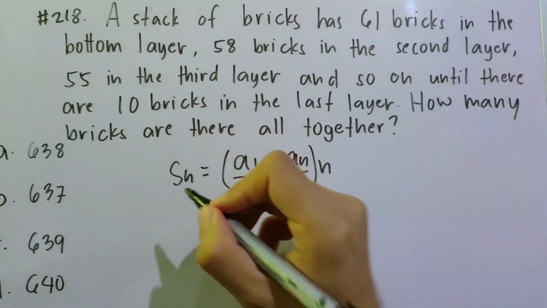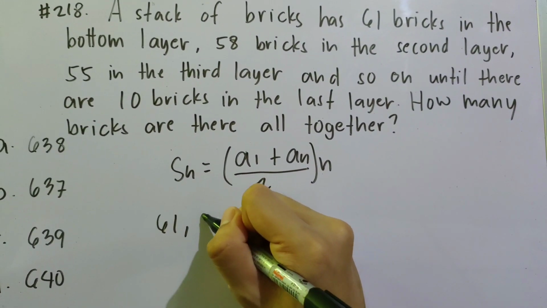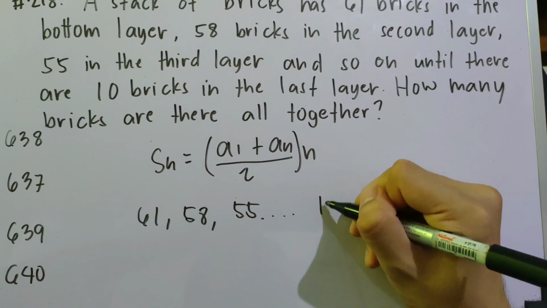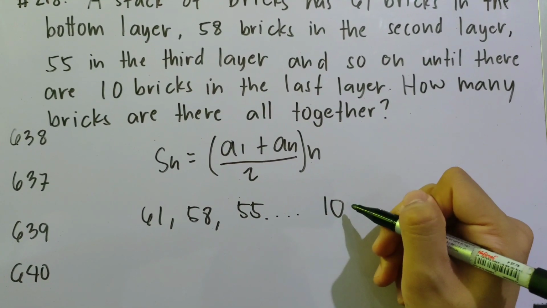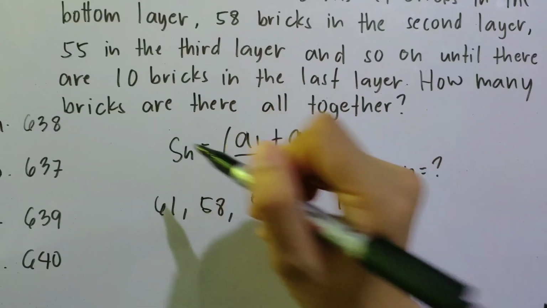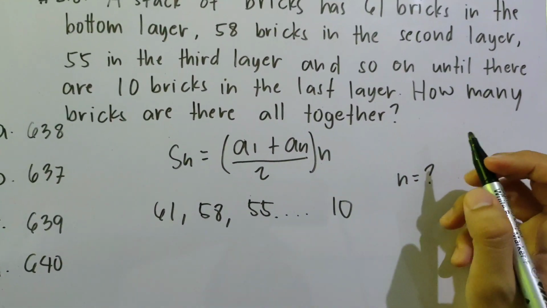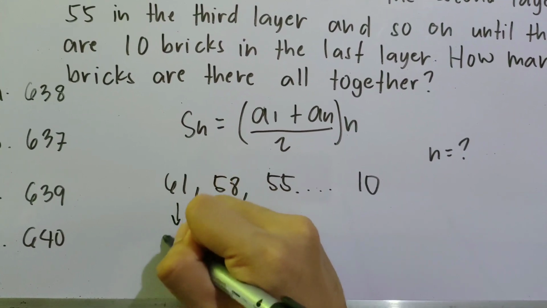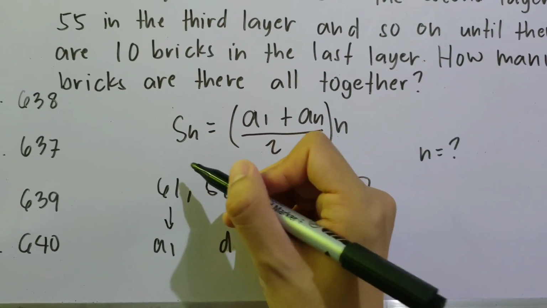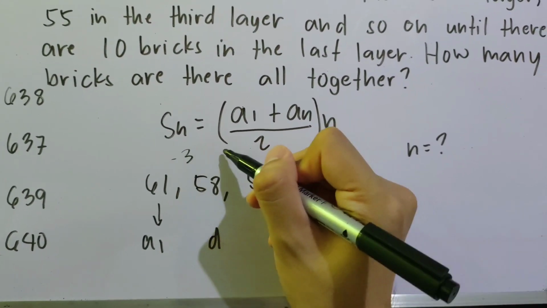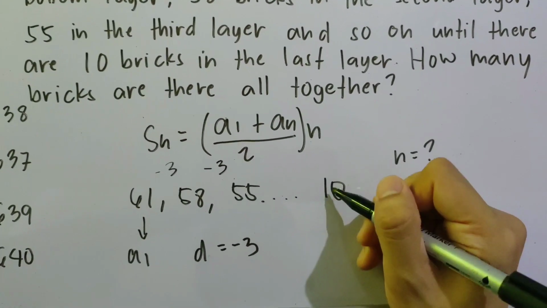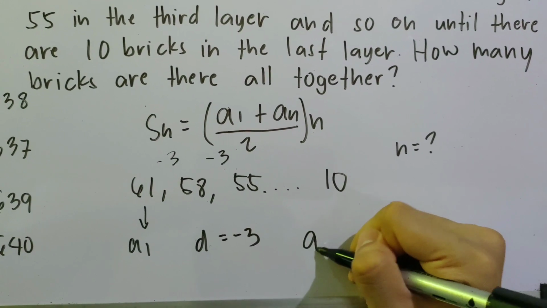So, sa problem na to, meron tayong series which is 61, 58, 55, and so on hanggang maging 10. So, hindi natin alam kung pang ilang terms to. Hindi natin alam yung n. So, para masolve natin tong formula na to, kailangan masolve muna natin yung n. So, dito meron tayong first term, ito yung A1 natin. Yung common difference natin ay yung difference ng dalawa, which is negative 3. Kasi namaminusan siya ng 3. So, minus 3 yan, minus 3 dito. So, ang common difference natin ay negative 3. At yung last term natin, or an, which is 10.